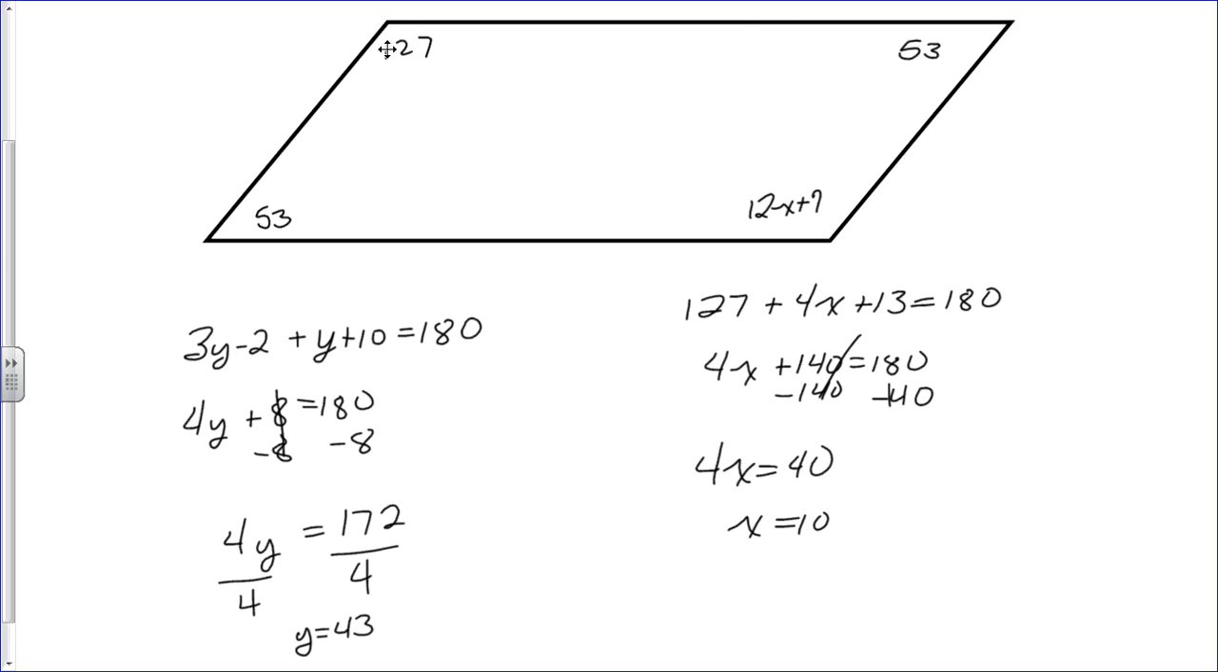So now we've proved these two supplementary, and if you look, our opposite angles are now congruent. Okay, and since we've already found x, we can sub it in here just to verify that this does equal 127. So 12 times x is 10. 12 times 10 is 120, plus 7 is 127. Look at that, it works. So therefore, as long as y equals 43 and x equals 10, our quadrilateral is a parallelogram. All right.